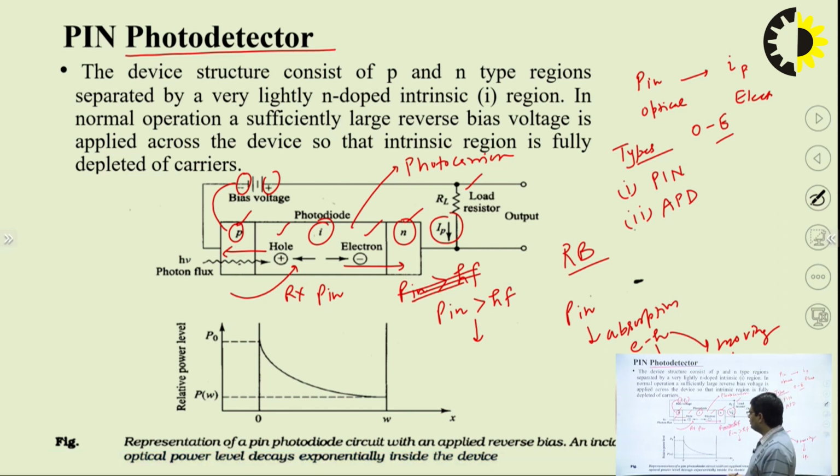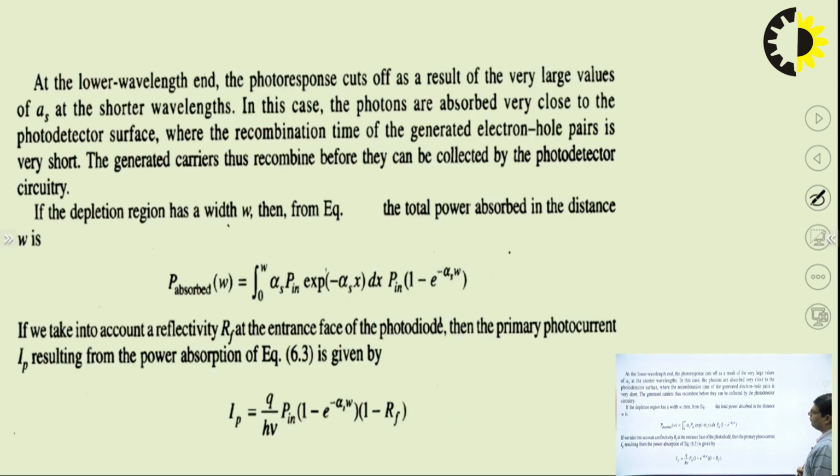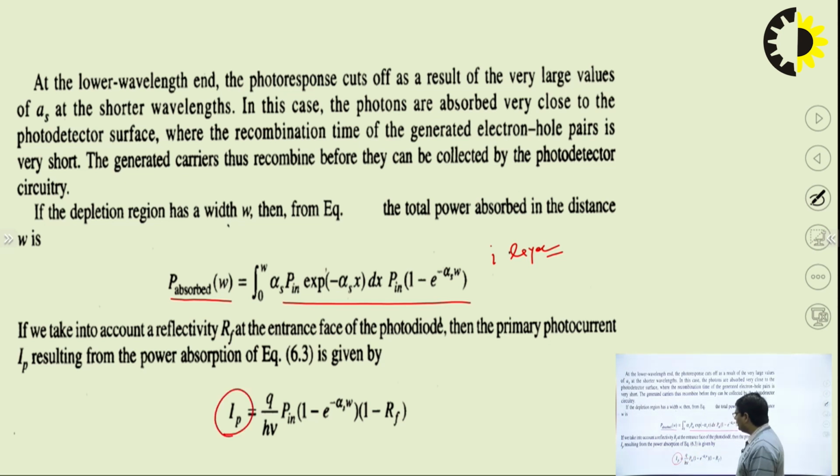We can see that the absorbed optical power decreases exponentially as a function of distance or depth in the material. This is the value of power absorbed by the I layer or intrinsic layer, and this is the corresponding value of photocurrent generated across the load resistance.